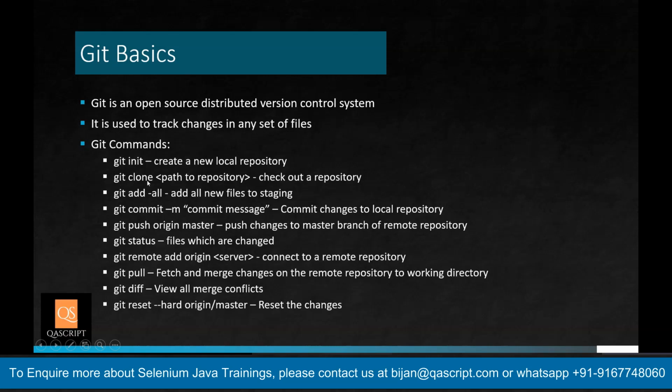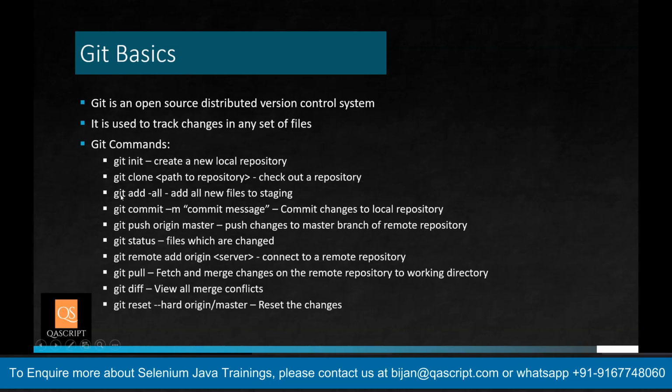The next command is git clone, and then you pass the path to the repository. This is basically to clone any particular repository. Any existing repository which is present in Git or GitHub, you can clone it, basically create a copy of that repository in your local or check out that repository using this git clone command.